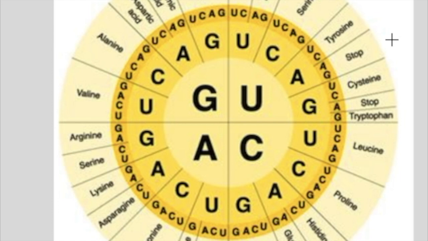All right. So what would happen if there was accidentally a mistake, and instead of UAG, it accidentally became UAC. So UAC would code for tyrosine instead of stop. What do you think would happen in that case? You're going to answer a couple questions based on this video.